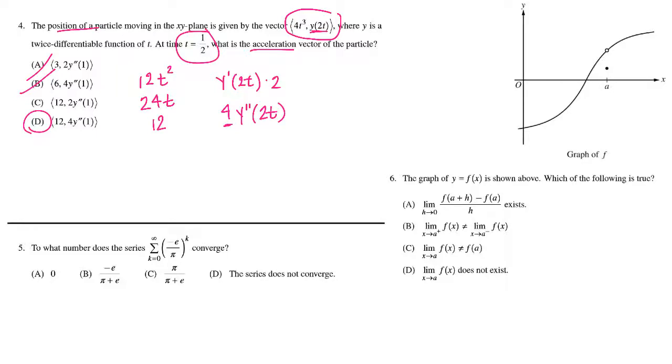For number 5, to what number does the series converge? And the only convergent value here that we can do is going to be an infinite geometric.